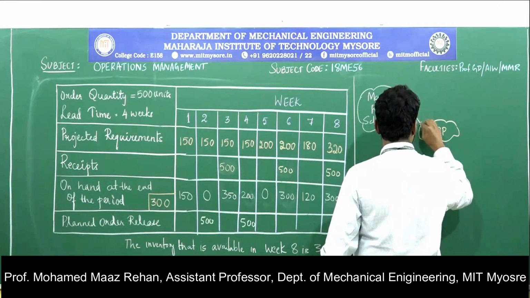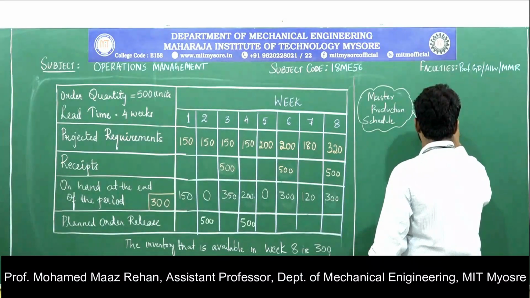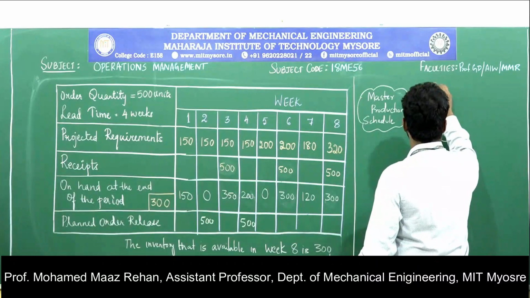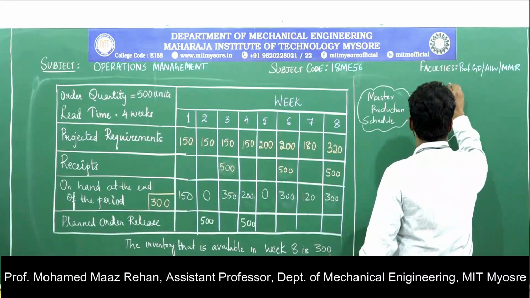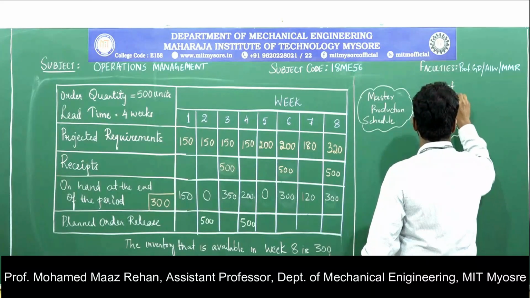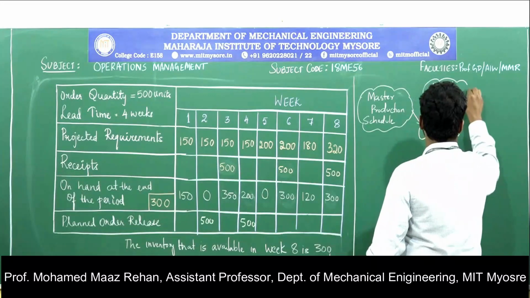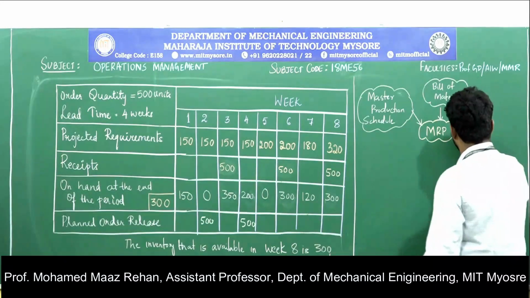This was inputs to MRP. So what is the second input to MRP? It is bill of material. So bill of material, this was the second input to MRP.